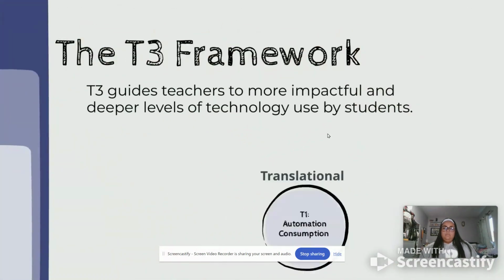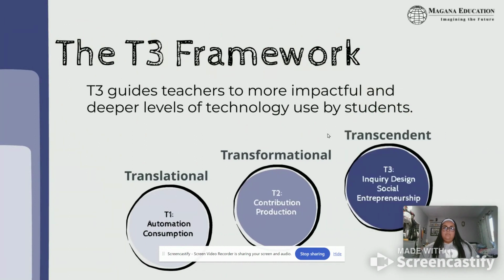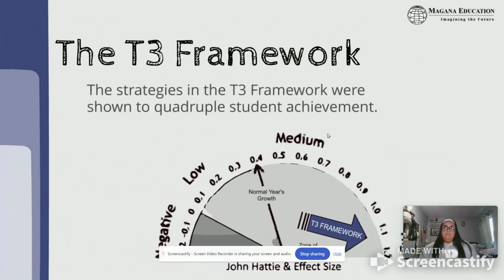T3 guides teachers to more impactful and deeper levels of technology use by students. The strategies in the T3 framework were shown to quadruple student achievement.